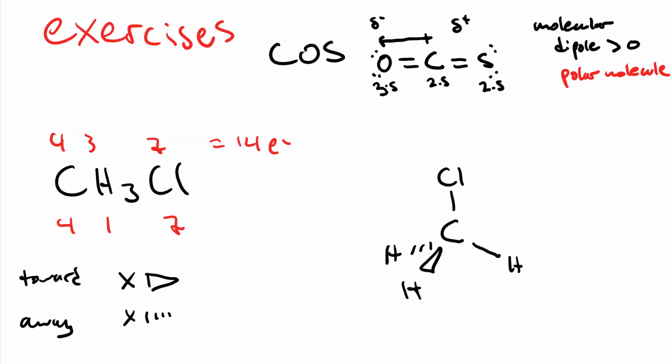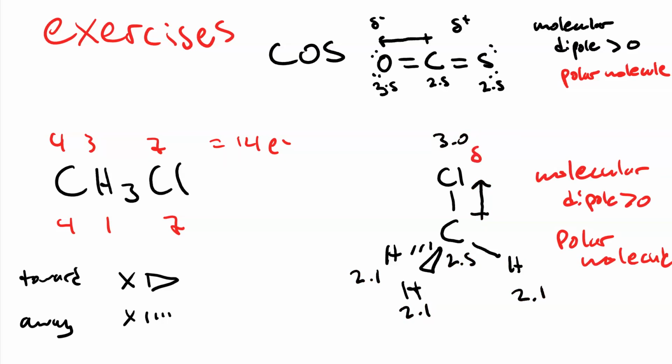Our electronegativities are 3.0, 2.5, and 2.1. That means the CH bonds are all nonpolar because their difference in electronegativity is 0.4. The CCl bond, however, is polar. Since there are no other dipoles, we have a molecular dipole that's greater than 0, and therefore a polar molecule. This means that the chlorine has a partial negative charge, and the other end of the molecule with the carbon and the hydrogens has partial positive charge.